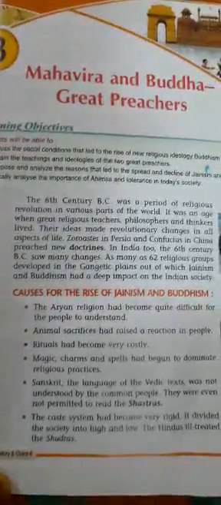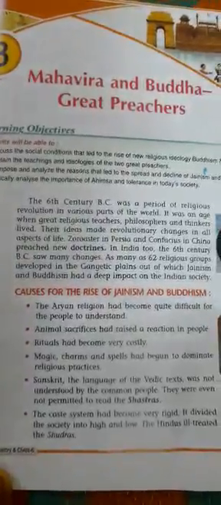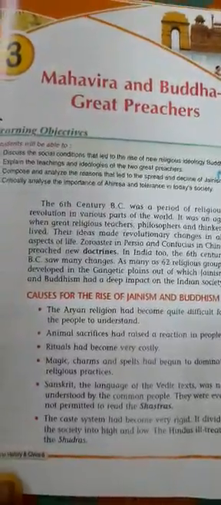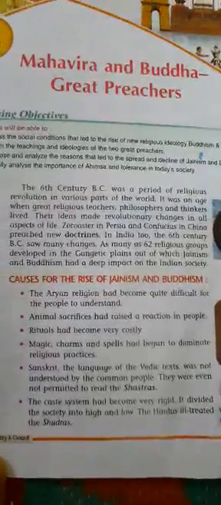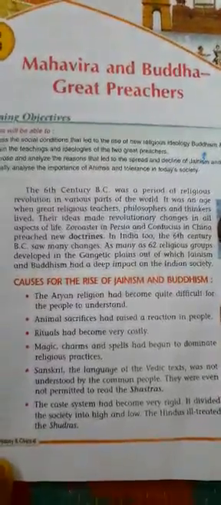Hello students, today we are going to study chapter 3, Mahavira and Buddha. In this chapter we can see that in the 6th century BC there was a change in religion, that is, a religious revolution had taken place in various parts of the world. In this time there was a rise of great religious teachers, philosophers, and thinkers. Their ideas made revolutionary changes in all aspects of life.